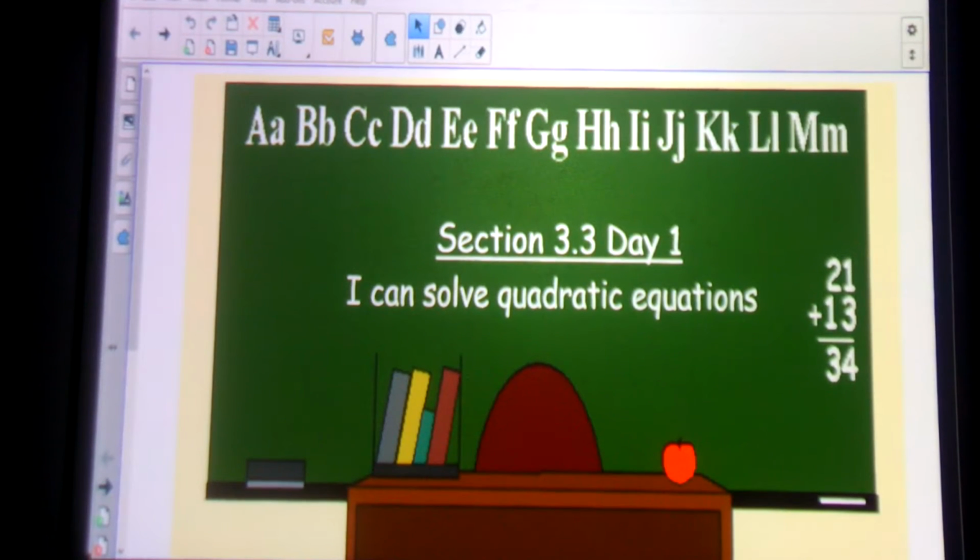Okay guys, make sure you have your notes pulled up and ready to go. You are taking notes with me, following along. You shouldn't be doing anything else on your computers.